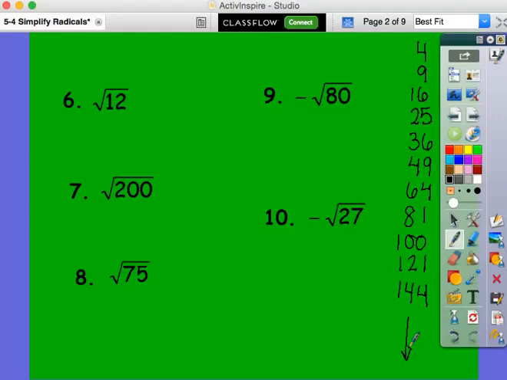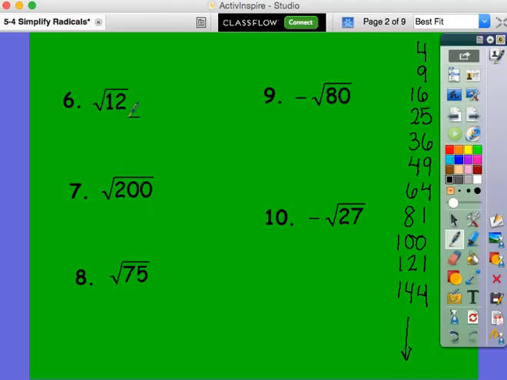Okay, so what you're going to want to do with number 6 is try to figure out what is the largest perfect square that will divide evenly into 12. 4. It was 4. You were right. Some of you said 4.